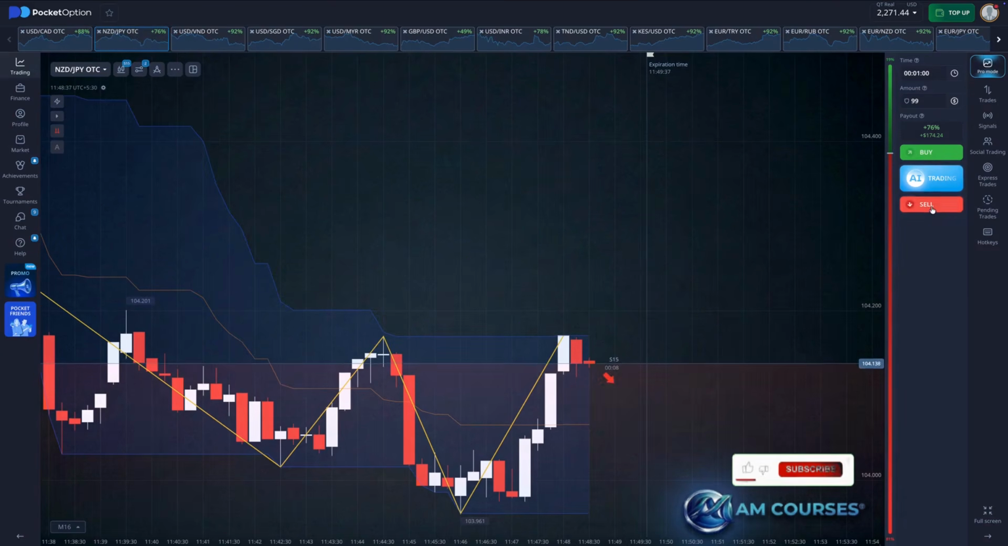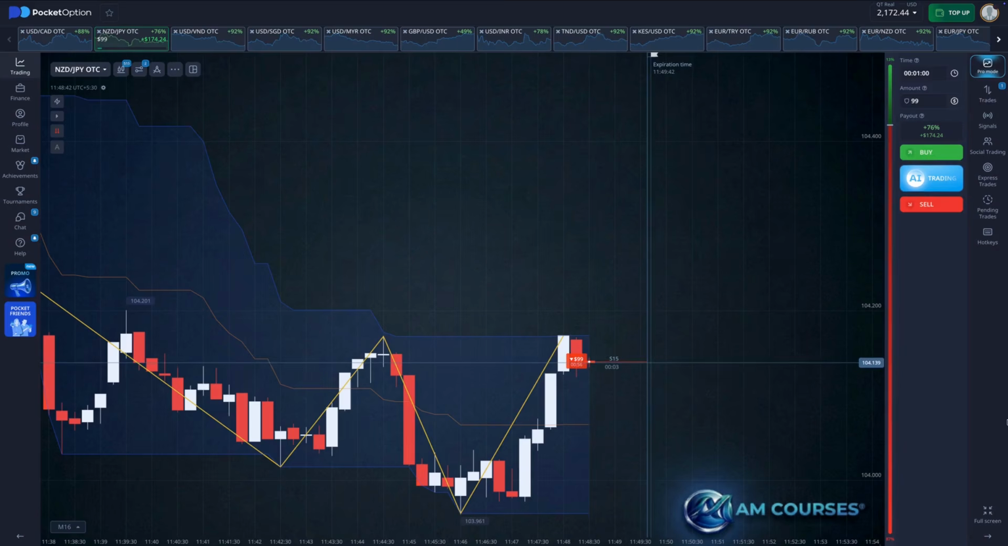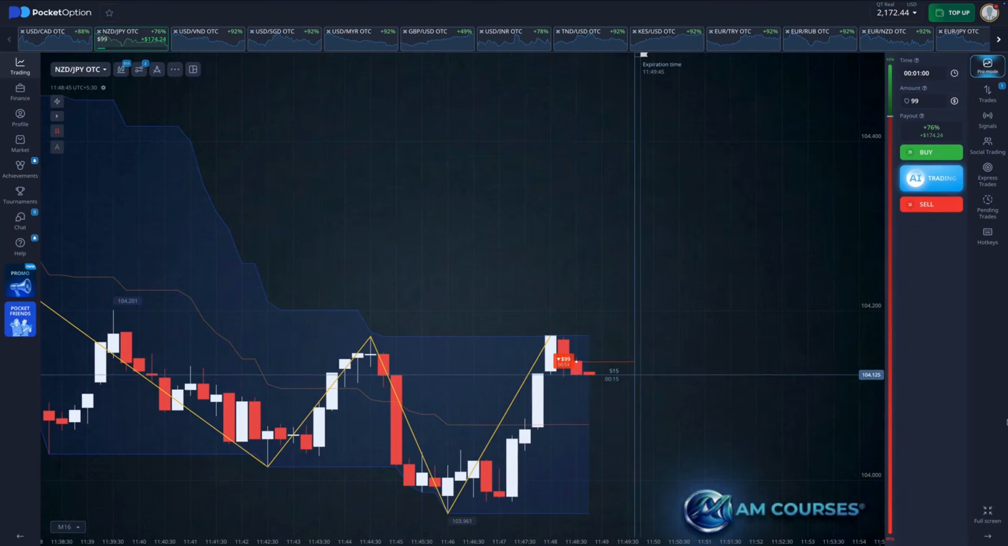Today's strategy combines the ZigZag indicator and the Donchian Channel. Two indicators, default settings, zero guesswork. We're working on a 15-second candlestick chart with a 1-minute expiry on every trade we take. I'll show you the exact rules, walk you through a real recorded chart, and explain exactly when this strategy shines and when you should stay away from it.